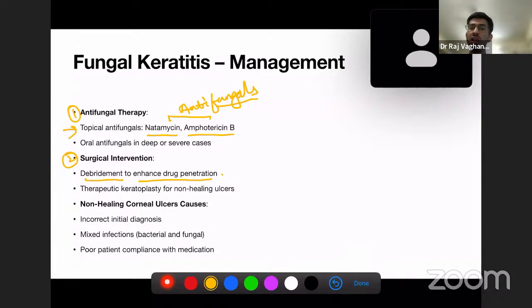There is also a surgical option, therapeutic keratoplasty, for non-healing ulcers. So non-healing ulcers include ulcer causes.